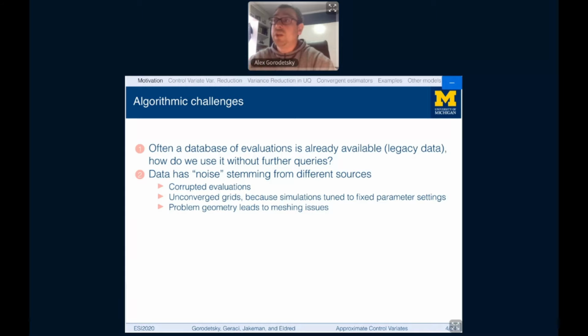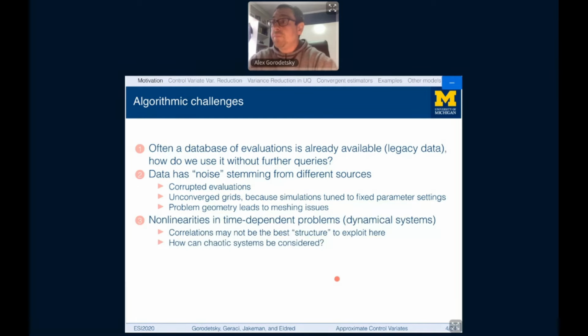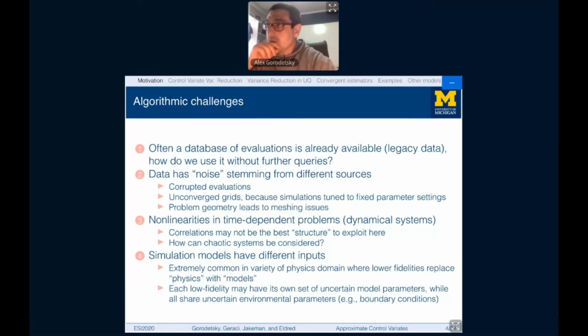There could be problem geometries that lead to meshing issues. This is really studied quite a bit and is an interesting topic. Then there's also nonlinearities and time-dependent problems. So I'm interested in applying these to fast nonlinear systems that could even be chaotic systems. And a lot of the approaches, for instance, based on correlations, are maybe no longer applicable in these highly nonlinear situations.